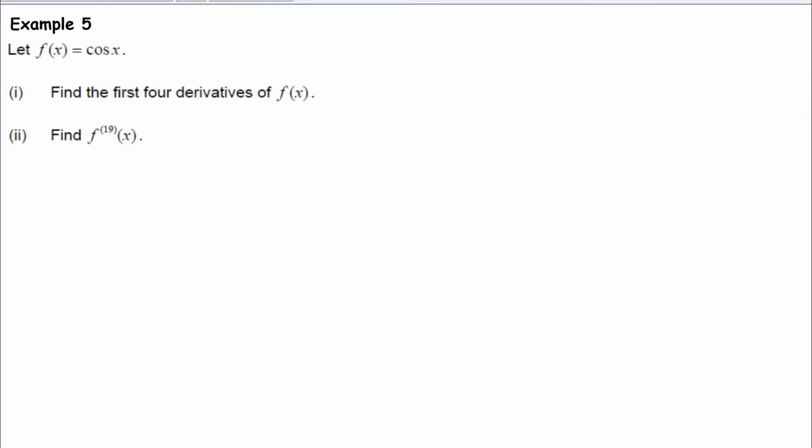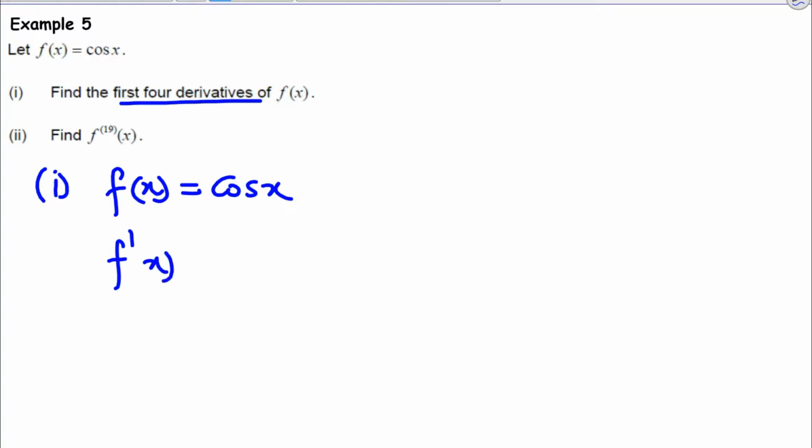In this question, we are required to find the first four derivatives of f of x and then find the 19th derivative. So I'll start with part one, which is finding the first four derivatives of f of x. f of x is cos x. The first derivative of this function will be negative sine x.